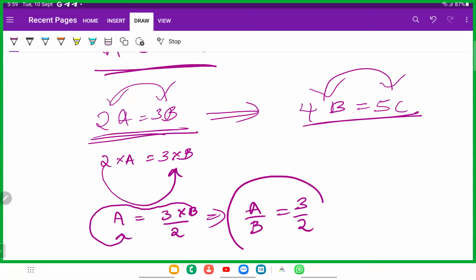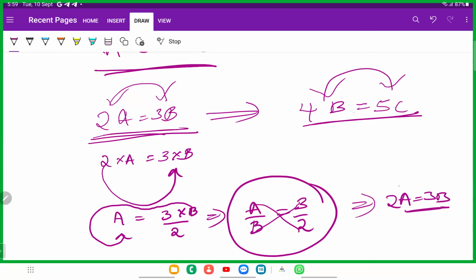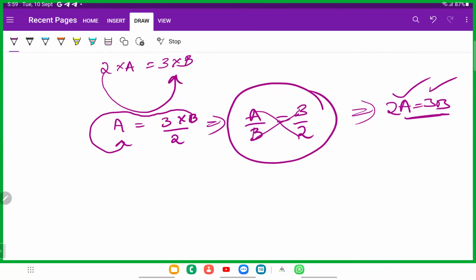Any confusion here? If you have further confusion, go for a cross multiplication. Again, the relation should be the same, that is 2A is equal to 3B. See, the relation is the same. Understood, so, sir? Any confusion here? No, sir. Clear. Okay, fine.